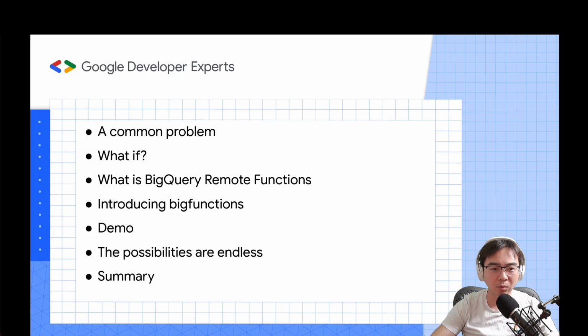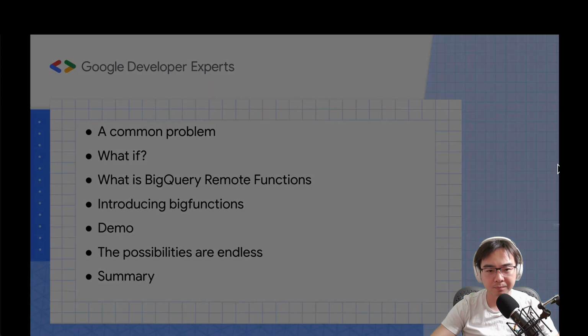So we start with a common problem and what are some of the usual ways to solve this problem. And then I'll talk about what is BigQuery Remote Functions, including some of the powerful libraries such as bigfunctions can help us to utilize this much better. I'll show you everything in the demo, and I really think this has a lot of possibilities we can explore.